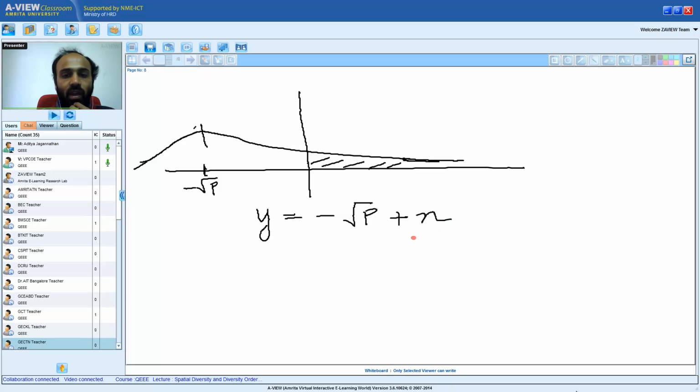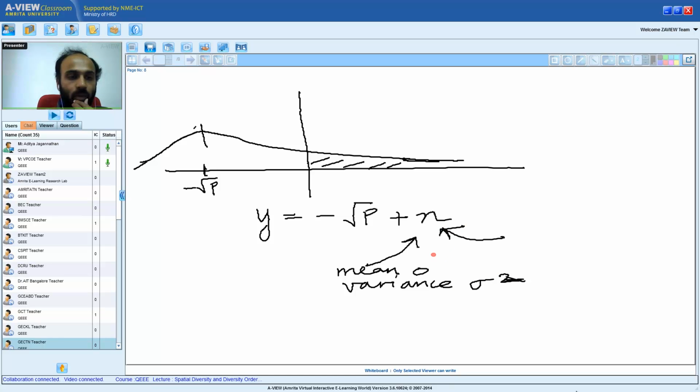What is the distribution of n? Can someone remember what is the distribution of n? That is Gaussian noise, mean 0, variance sigma square. What is the probability density function for n? Can someone prompt me on chat what is the probability density function of n? Does anyone remember what is the function for Gaussian distribution?